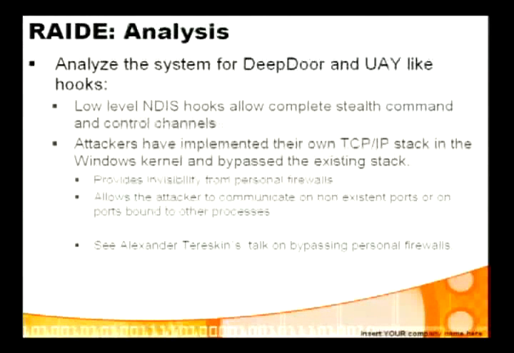All right, so those of you who have seen Joanna's talk about DeepDoor, which was, like I said, everything's evolving, so she's got a new thing that hides TCP connections, and we're just picking up the DeepDoor detection. So we are able to analyze and find DeepDoor and UAY-like hooks. And essentially, this is low-level NDIS hooks, which allow complete stealth command and control channels.